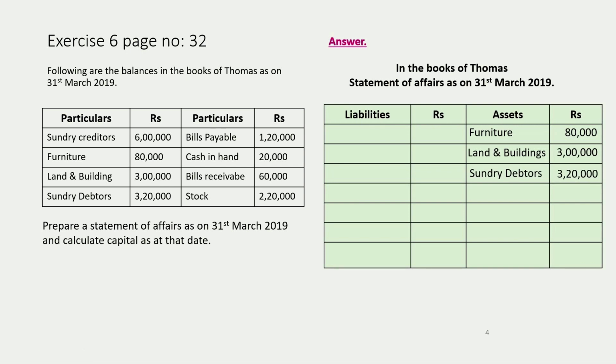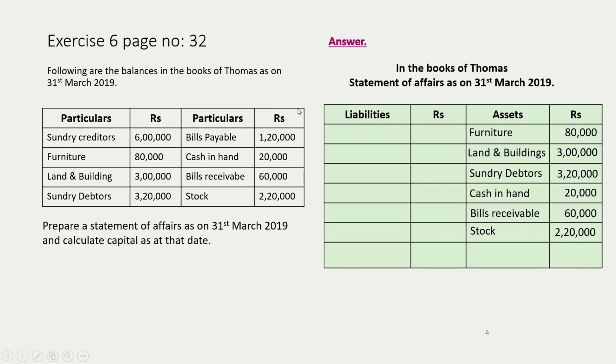Bills payable, it is a liability. We will write that later. Cash in hand, what is it? Cash in hand is an asset, 20,000. Now we will write here, cash in hand, 20,000. Okay. Bills receivable, 60,000. Bills receivable on the asset side, the amount is 60,000. Then, stock is an asset, 2,20,000. So we will write stock on the asset side, the amount is 2,20,000. Now we have written all the assets.